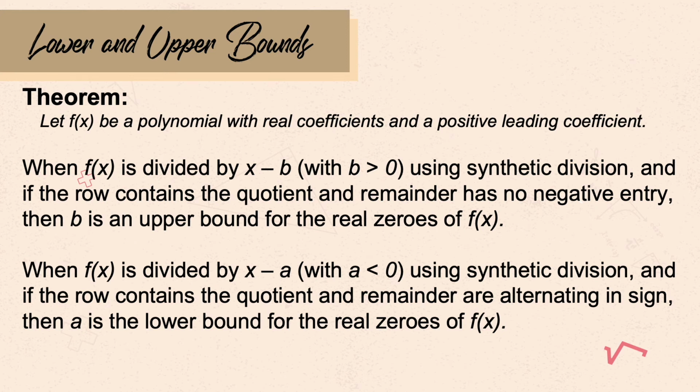Meaning to say, class, everything is positive. Then your b here is an upper bound for real zeros of f of x. Next, that's for upper bound.